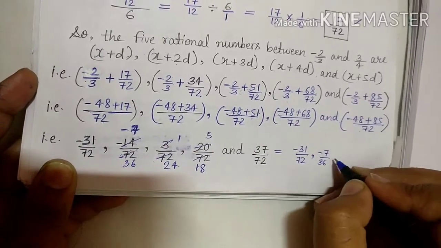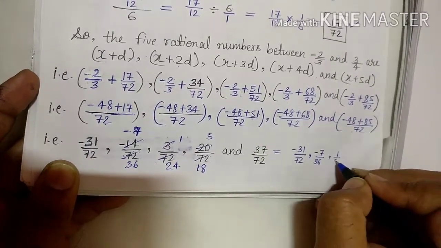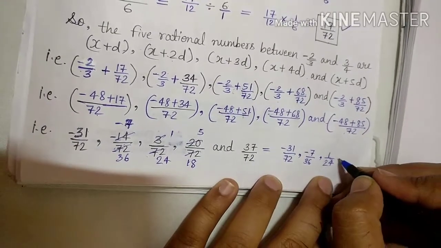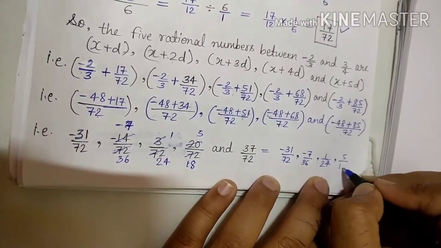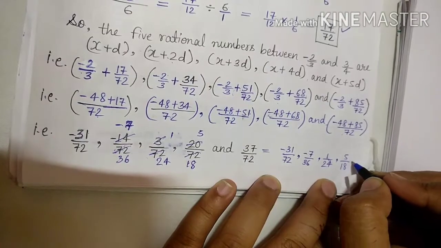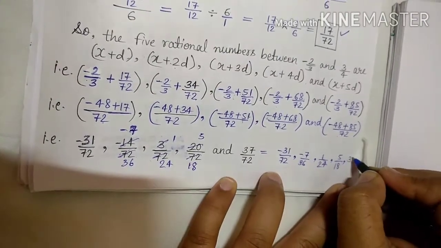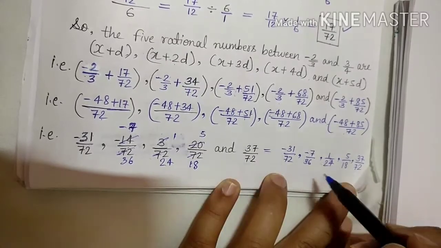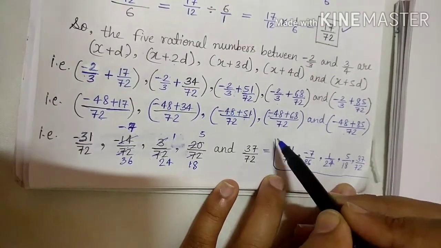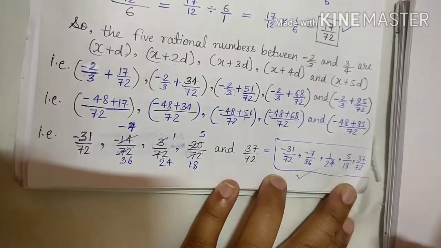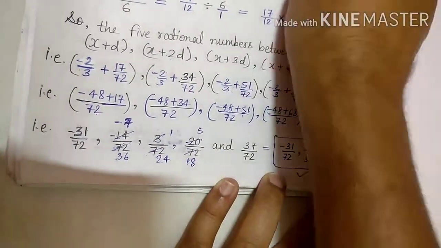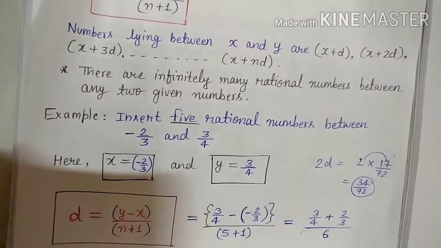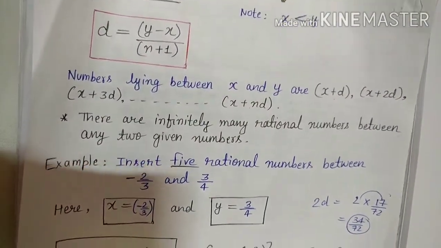Then we can say 1 upon 24. And at last what? 5 upon 18. And 37 upon 72. So this answer is also correct, and this answer is also correct. We have put in simplest form. Okay. So this is called what? How to find a rational number or more than one rational number between two given rational numbers. So I hope it is clear to you.